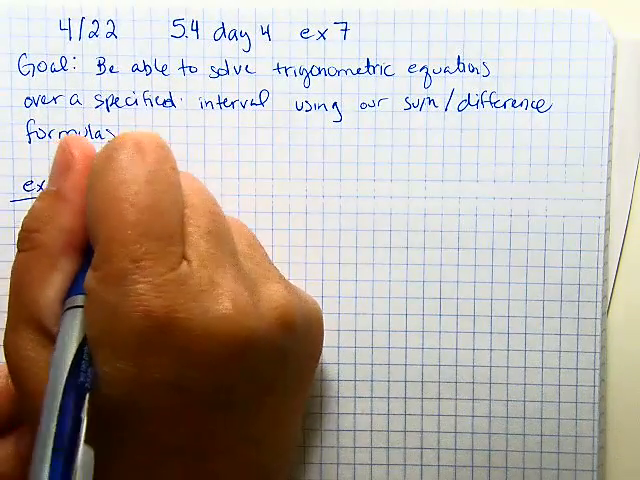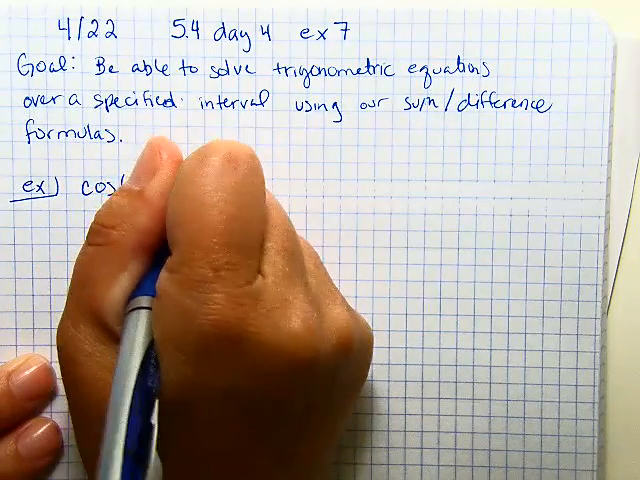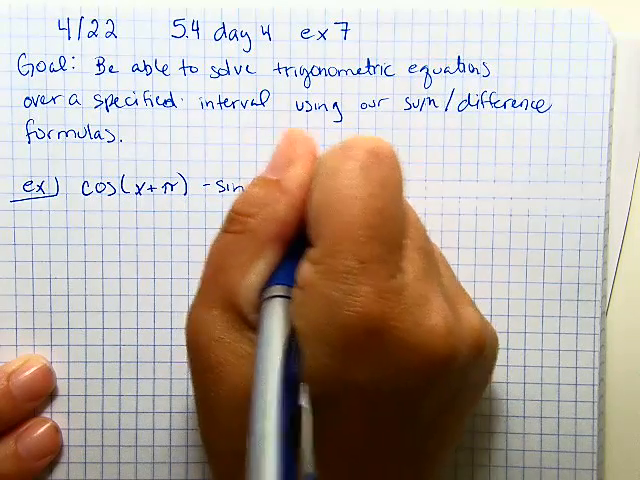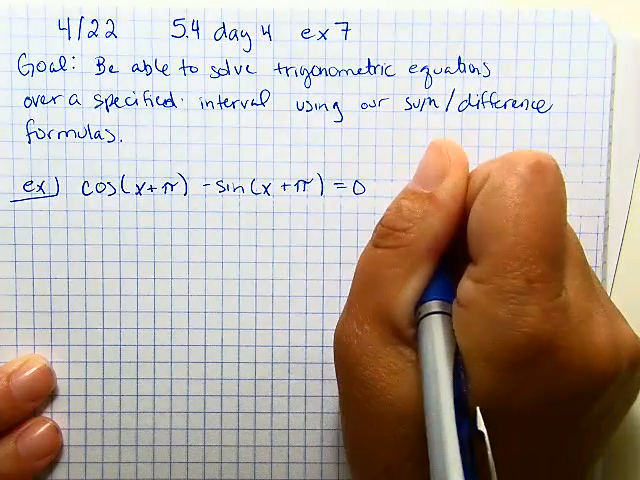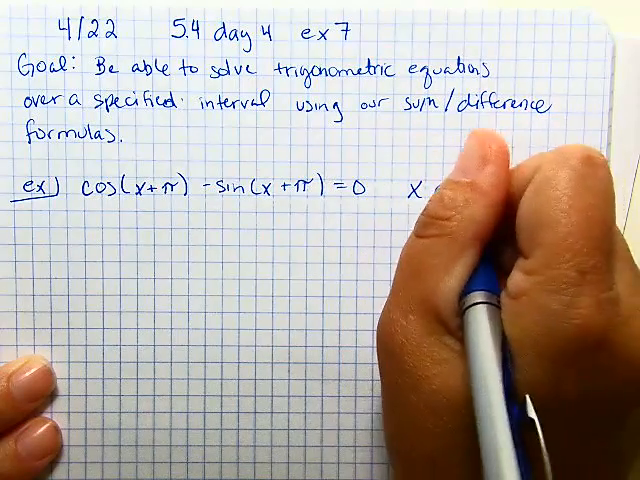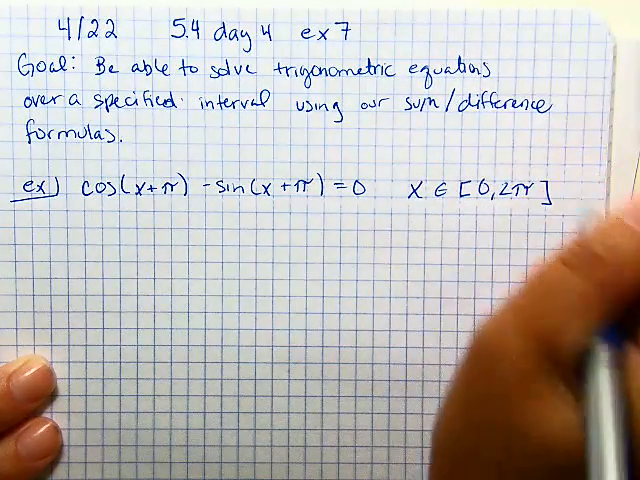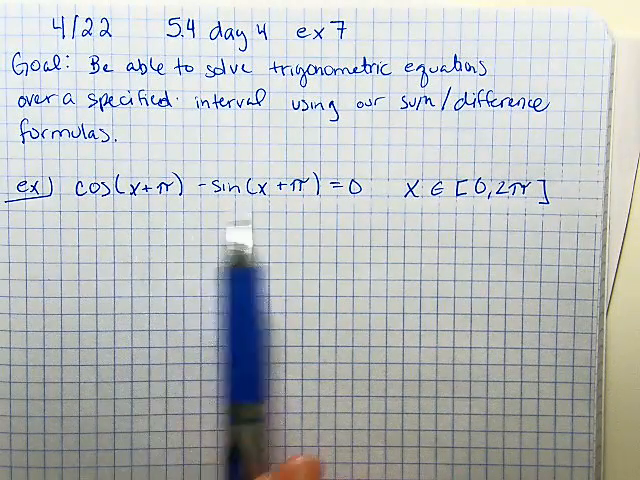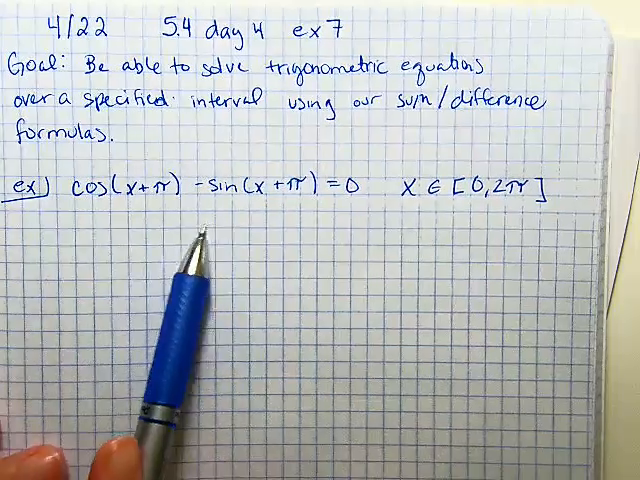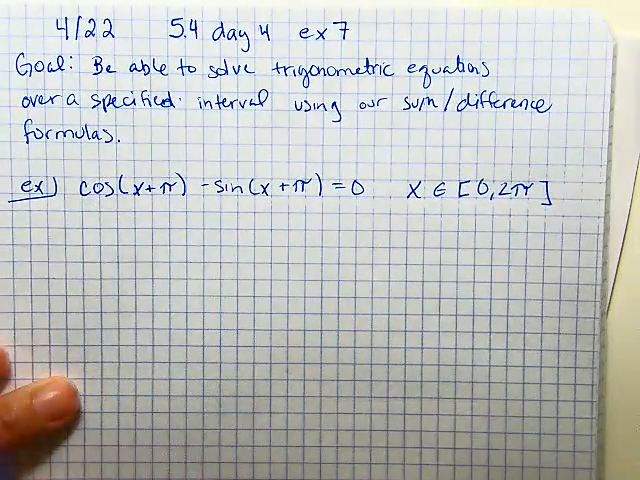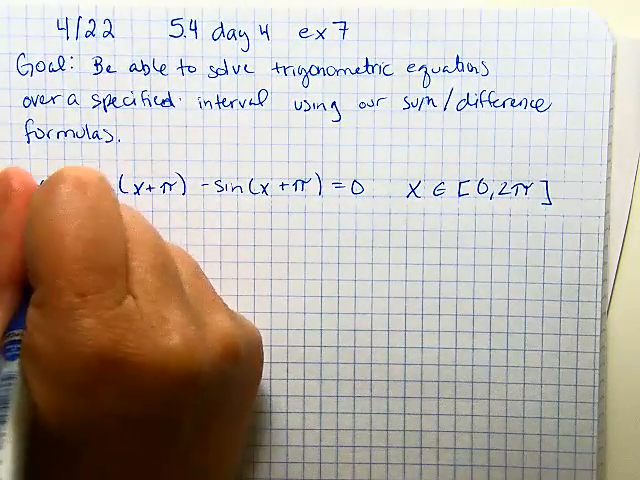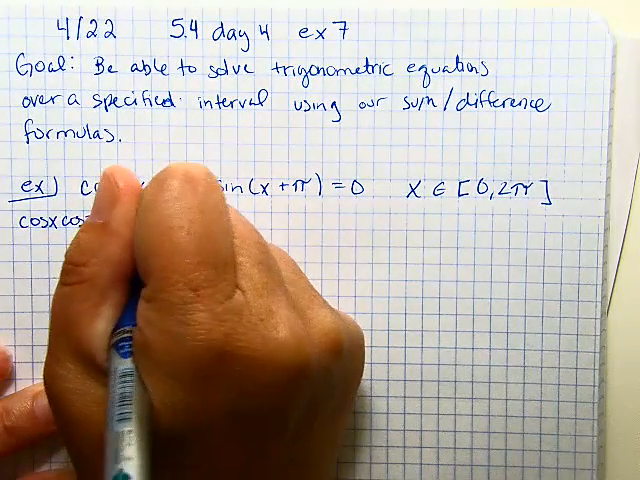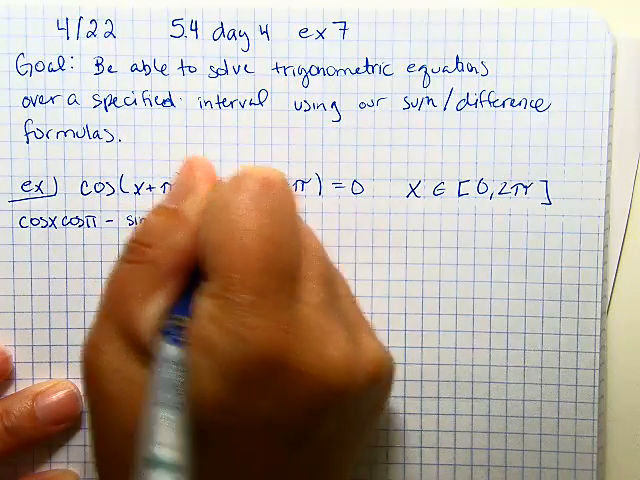The first example we'll do: the cosine of x plus pi minus sine of x plus pi equals 0 for x over the interval between 0 and 2 pi. So the first thing we have are two different, well, they're both sum formulas, and then we're going to subtract them. So I'm going to apply the sum formula for cosine. And if I recall, it'll be cosine x cosine pi minus sine x sine pi.